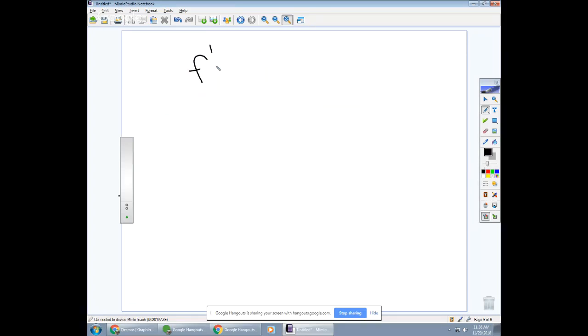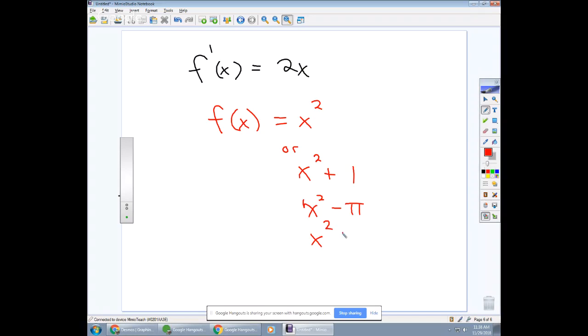So suppose f prime of x is equal to 2x. What could f of x equal? It could equal x squared, or x squared plus 1, or x squared minus pi, or x squared plus any old constant you want. Usually we just say plus c, and c could be positive or negative. Okay, let's do another one.